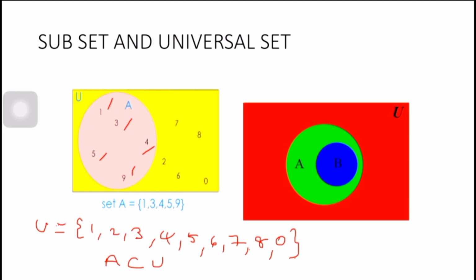So it can be written as A subset of U. Okay. Next, the second situation. U is a universal set here. In this, B is inside A and A is inside U. So B is a subset of A, and A is inside U. So B subset of A subset of U.